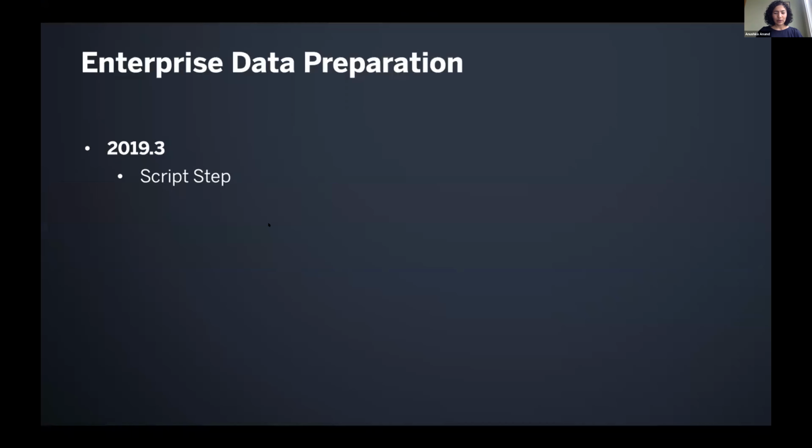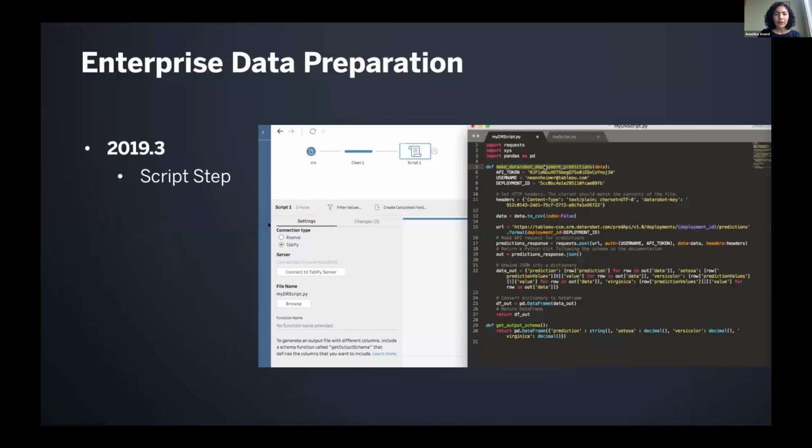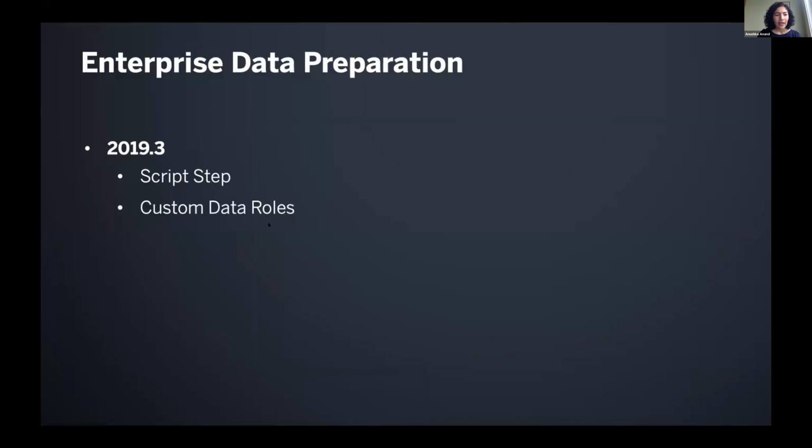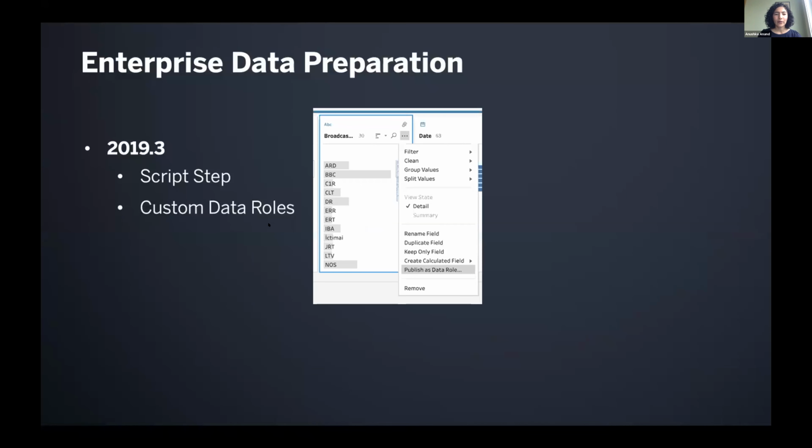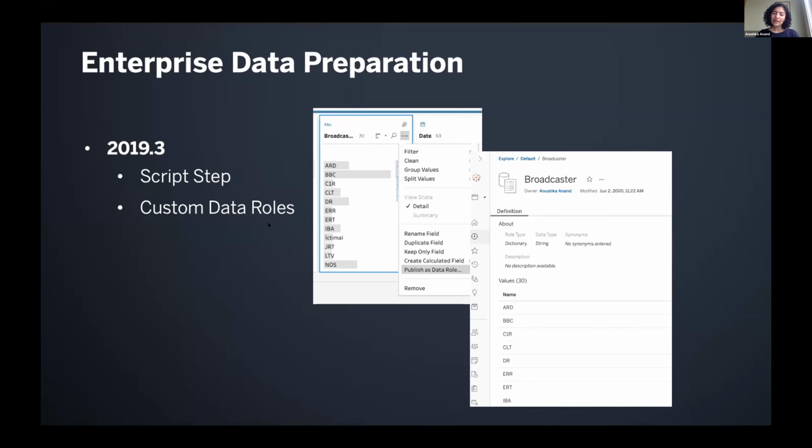So I'm going to go back to other cool features that we've released in the last 6 months or so. They are custom data roles. So if you're not familiar with this, basically this lets you, as a user who knows about your data and wants to share something out with your organization or your team, set up the standard way to represent something. So if I have a bunch of broadcaster companies, I want to say this is the standard set I want everybody in the company to use. I can publish it as a data role. What that does is essentially publish that dictionary of values out to Tableau Server as a data source essentially.